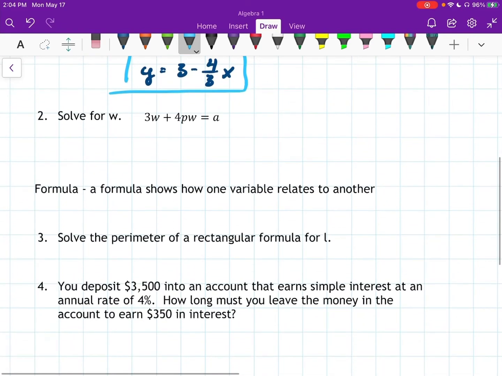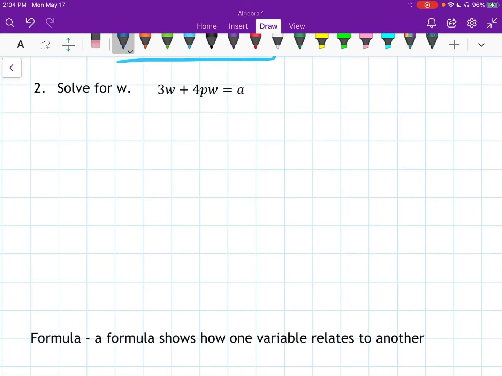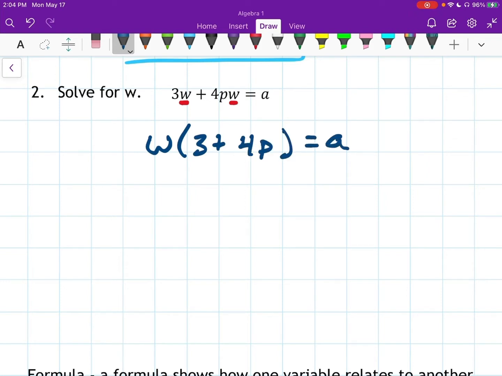Number 2, we're supposed to solve for w. Now, I believe there was a problem similar to this earlier in the chapter, where we've got a w here and here. And what we're going to do here is we're going to undo distribute. We're going to factor. So I'm going to pull the w out, and I'm going to have w, and then I'm going to have 3 plus 4p equals a. Right? Think about this. If I were to distribute this w, I would be back up where I started.